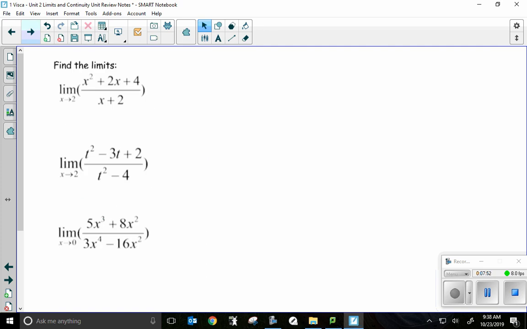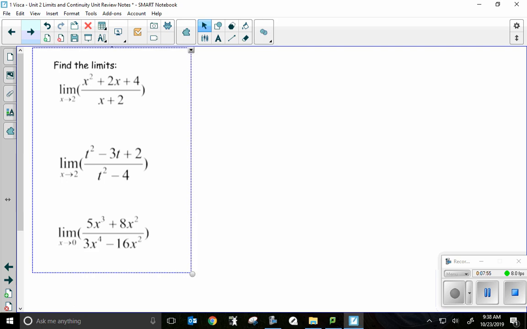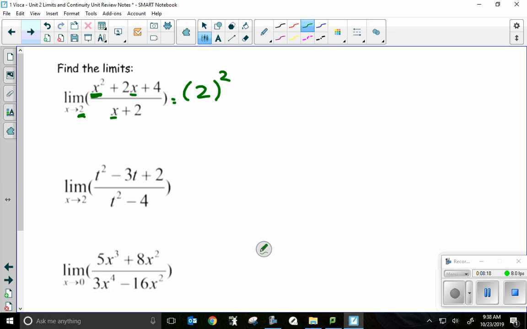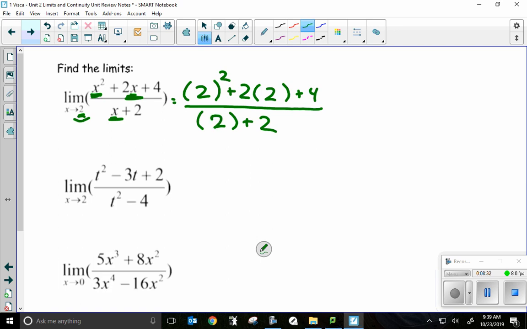So let's find the limits of the following. Let's see if we can blow this up a little bit more. There we go. For this first one, find the limit as x approaches 2. All I'm going to do is throw a 2 in for all these values of x. I like to put parentheses whenever I'm inputting a value. So this would have been x squared, but instead a 2 is going in for that x, plus 2 times x, but a 2 is going in there, plus 4, all over x plus 2, with a 2 going in as well. That's a lot of 2's.